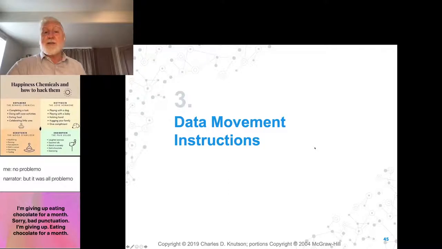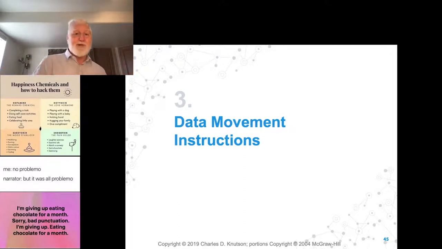Fabulous. Okay. Next up is data movement. Because we now all know how to do the operate instructions. And if this were a bigger, more complex processor, there'd be a bunch more. There'd be a subtract instruction, a multiply instruction, a division instruction. There'd be floating point operations. There'd be a bunch of crap. For us, pretty simple.